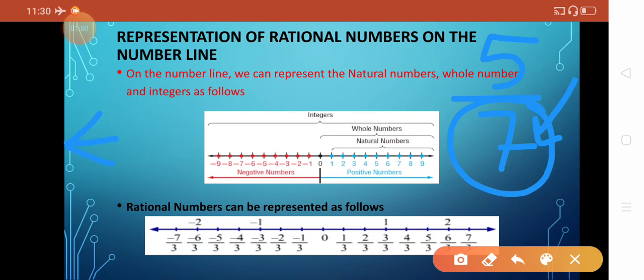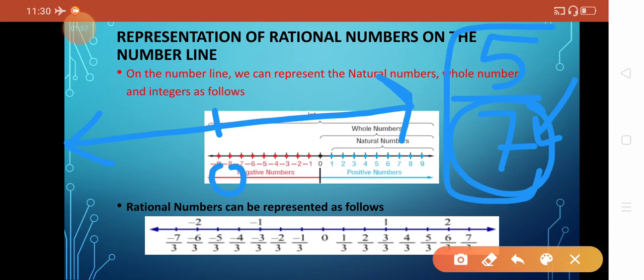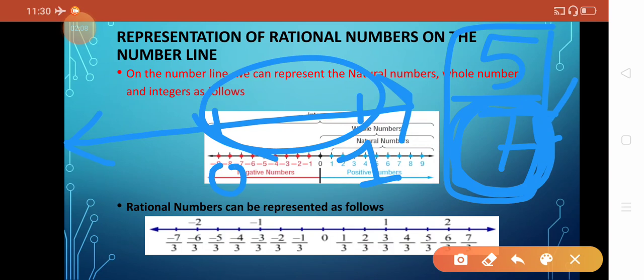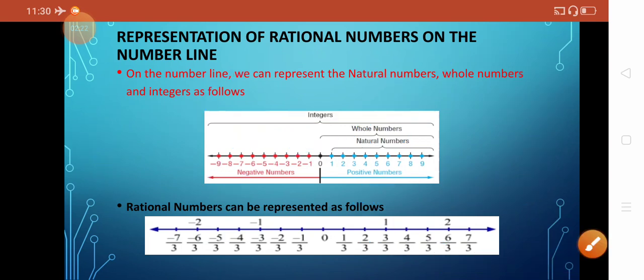So first of all, you will draw a line. In the center you will take 0. If the rational number is positive, we will represent it on the positive side. So we will take 1 here, and how many parts do you have to draw? 7 equal parts. Between 0 and 1 we will make 7 equal parts, and each one is 1 by 7, 2 by 7, 3 by 7, 4 by 7, 5 by 7, 6 by 7, and 1 is equal to 7 by 7. In this way we can represent 5 by 7 on the number line.